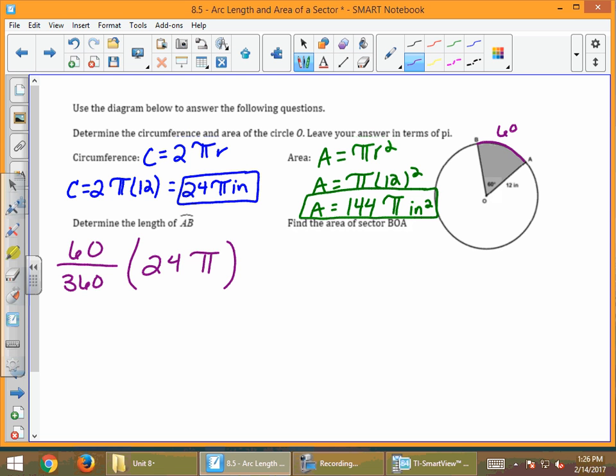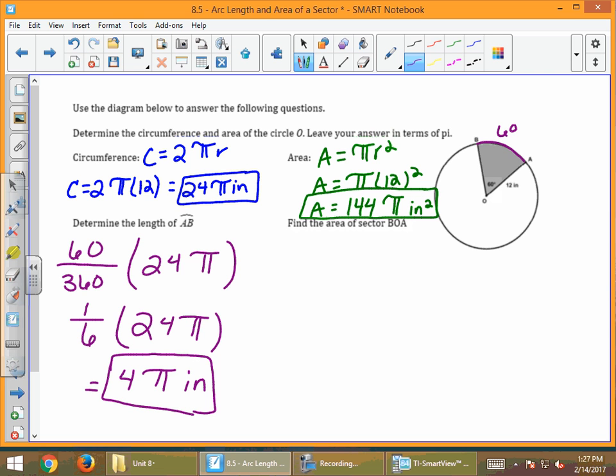Well, reduce, what's 60 over 360? 1 over 6. Very good. So 1/6 of 24 pi, you can leave it in terms of pi. So just do 1/6 times 24, which is what? 4. So it'd be 4 pi inches.